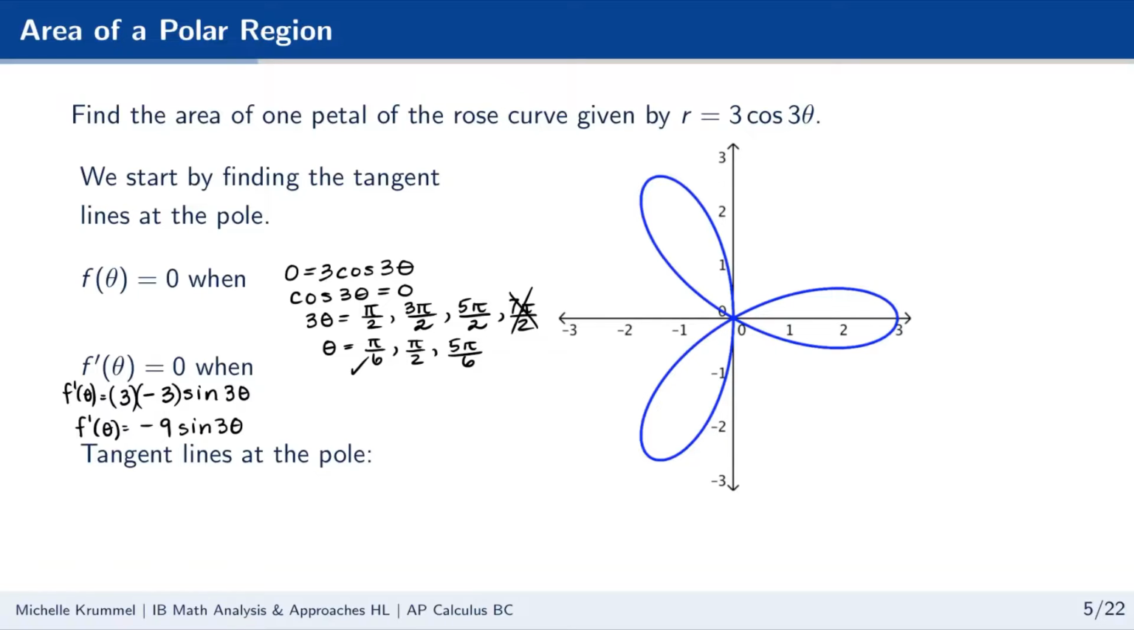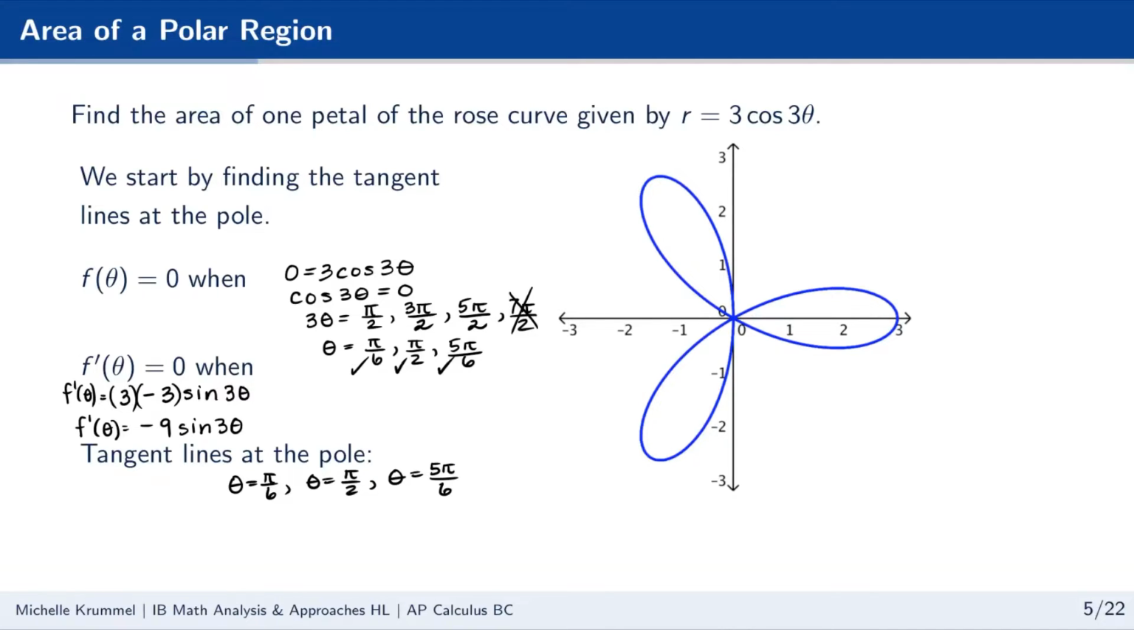Pi over 2. The sine of 3 times pi over 2 is negative 1, times negative 9 is not 0. So we're good to go there. 5 pi over 6. 5 pi over 6 times 3 is 5 pi over 2, and the sine of 5 pi over 2 is not 0. And when I multiply by negative 9, of course, it's still not 0. So those are all 3 valid solutions there. My tangent lines at the pole: theta equals pi over 6, theta equals pi over 2, theta equals 5 pi over 6.